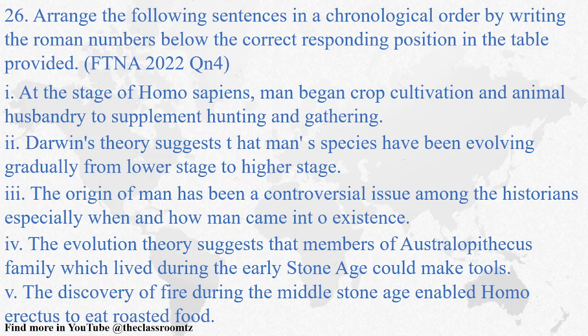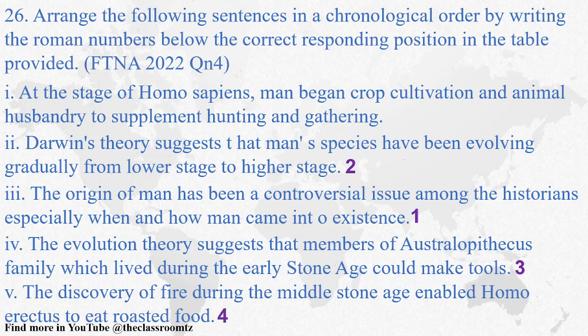According to this one, sentence number 1, it was Roman 3. The origin of man has been a controversial issue among historians, especially when and how man came into existence. Number 2, Darwin's theory suggests that man's species have been evolving gradually from a lower stage to a higher stage. So you can check here. We started from the controversy, then we go to those theories. Number 3, the evolution theory suggests that members of the Australopithecus family which lived during the early Stone Age could make tools. So that connects from Charles Darwin's theory.